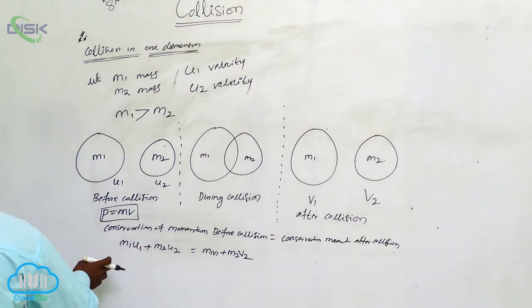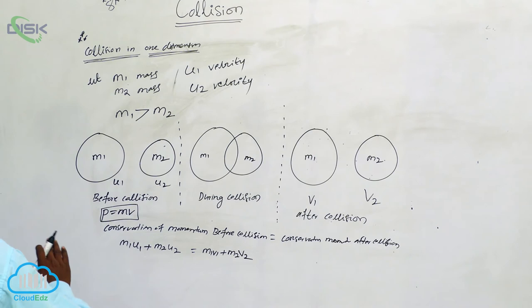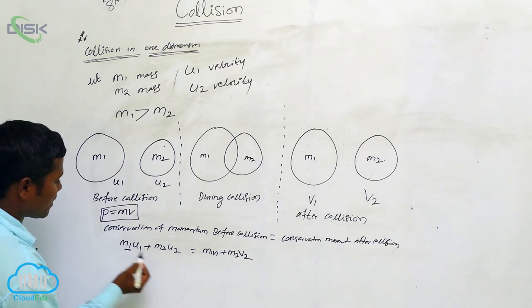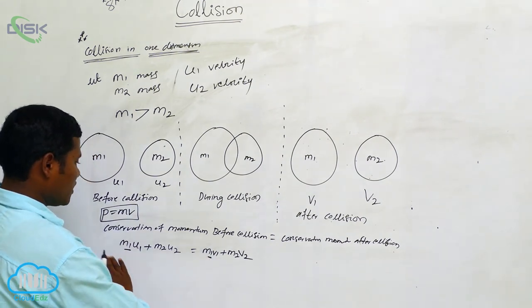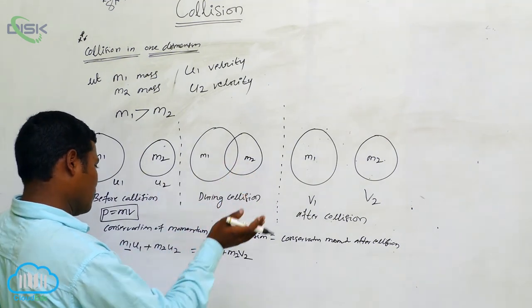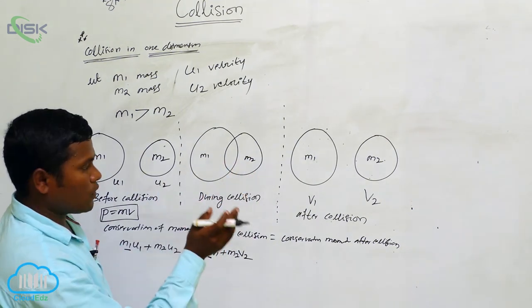So now we have to write it here, then change. We have to separate M1 on one side and M2 on another side. See here, M1 is there. Where is the other M1? This side. We have to bring them to one side. Next, V1 also we have to bring, V2 also we have to bring.